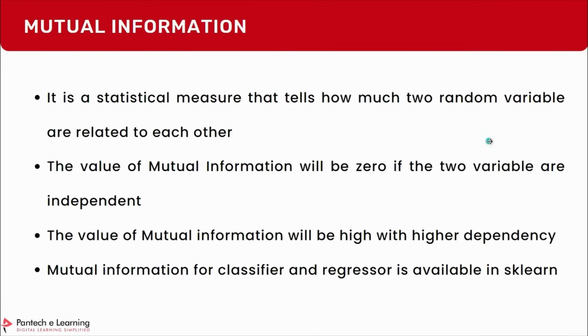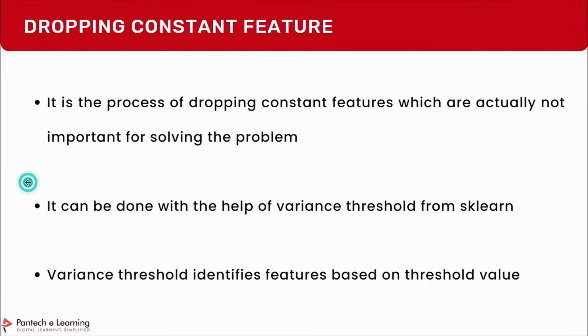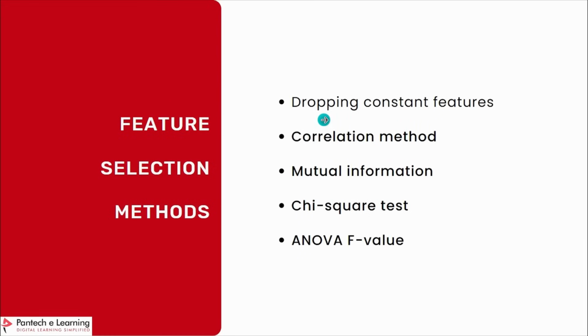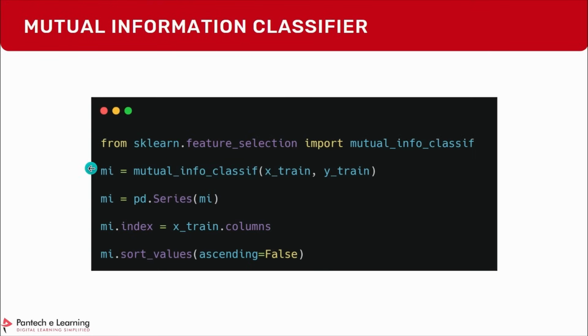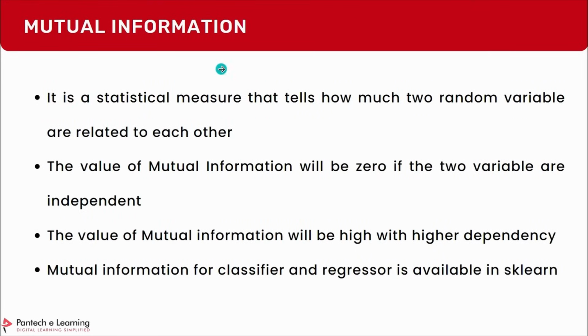So these two we won't use much further. These are very base methods. It's not suggested to go with these. These three are very important. You can start with mutual information. What is mutual information? It is a statistical measure that tells you how much two random variables are related to each other. The value of mutual information will be 0 if the two variables are independent, and the value will be higher with higher dependency.